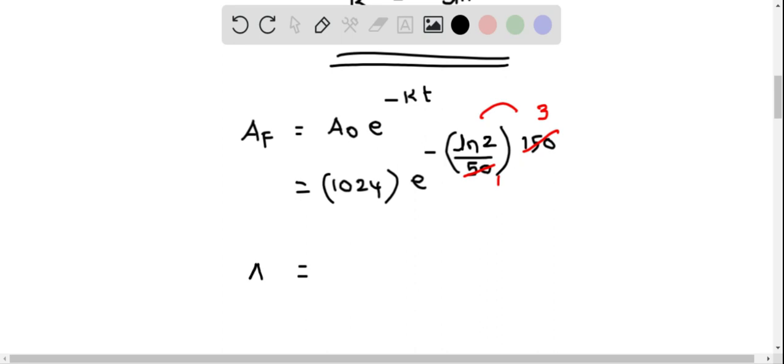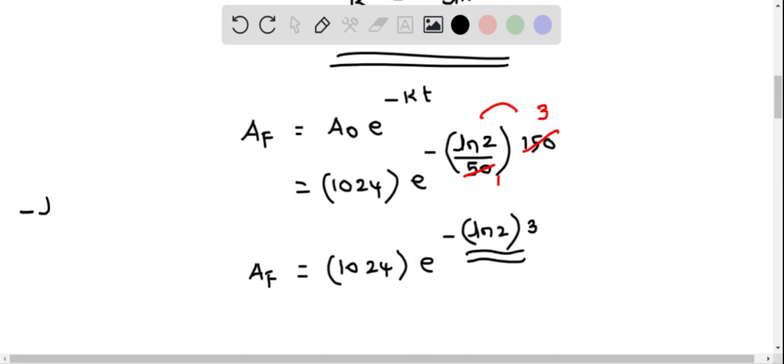So this is the final amount, or the amount after 150 years, and this equals 1024 e raised to the power of negative of natural logarithm of 2 times 3. So this is what we have. Let me show you how to simplify this. So we have negative natural logarithm of 2 times 3. This is nothing but a product. So 3 times negative 1 is negative 3 natural logarithm of 2.